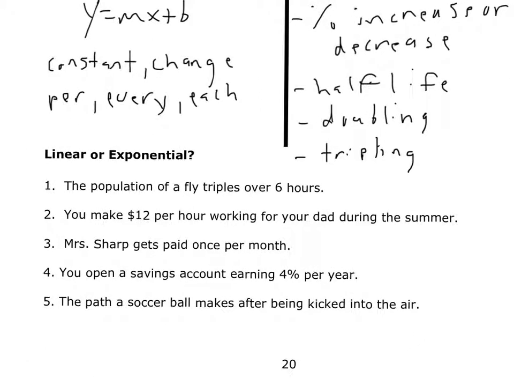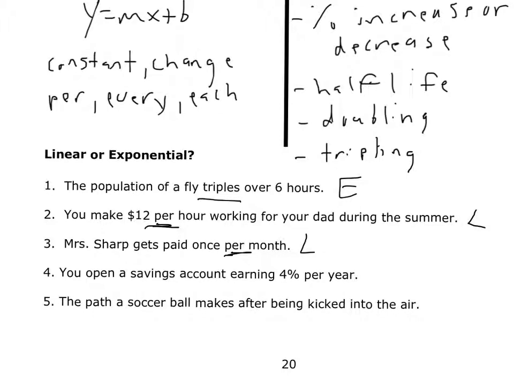Number 1, it talks about the population of a fly tripling. There's your keyword, triples, over 6 hours. Since you're tripling, that's going to be exponential. Number 2, it says you make $12 per hour working for your dad during the summer. Since you see that word per, it's going to be a linear function. And number 3, Miss Sharp, another math teacher, gets paid once per month. She gets paid once per month, so that's going to be linear.